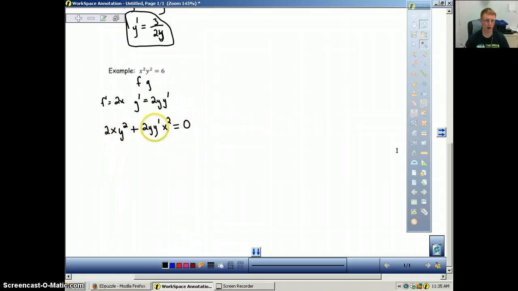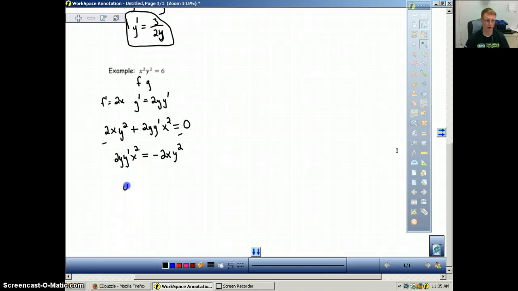Now we have to solve for y prime. So how do we do that? Well, wherever y prime is, we need to isolate it by itself. So I will leave that where it's at: 2y y prime x squared equals, and I'm going to subtract this from both sides. So then we end up with negative 2x y squared. And then all we have left to do is divide everything off of this except for the y prime.